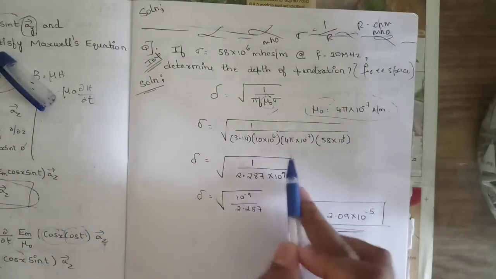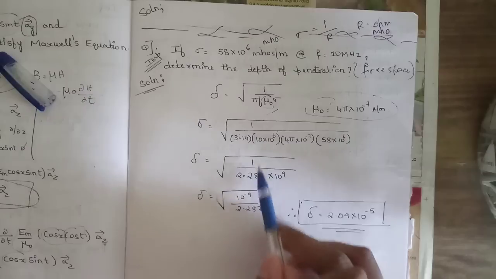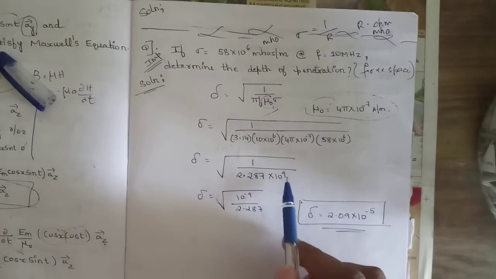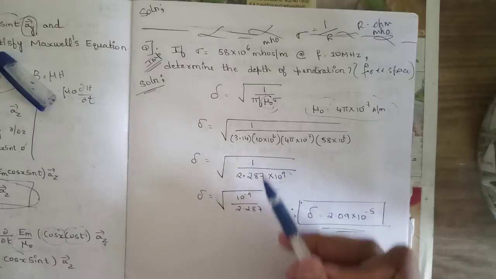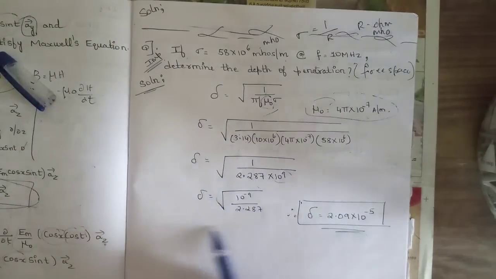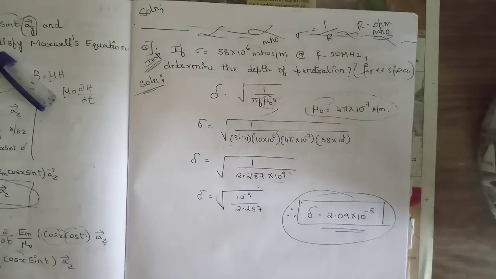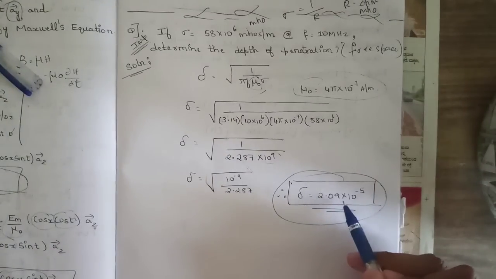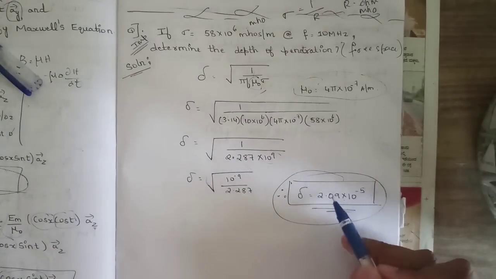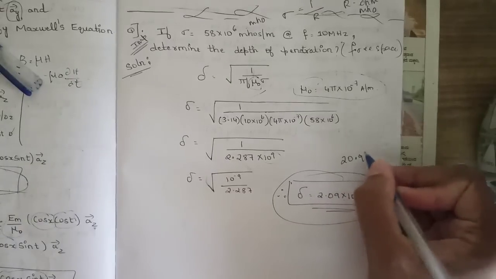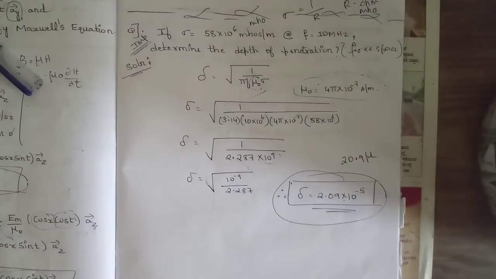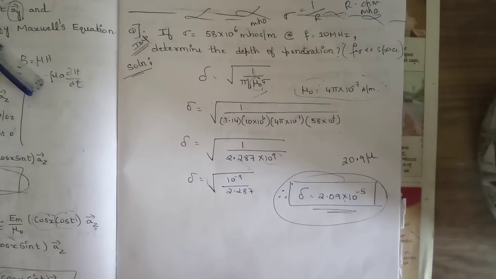If we simplify this in the calculator, we get delta equal to square root of 1 by 2.287 into 10 power 9. If you bring it to the numerator, it would be 10 power minus 9. Putting this in the calculator, the depth of penetration we obtained is 2.09 into 10 to the power minus 9, or simply we can write it as 20.9 micro. So this is the simple depth of penetration problem. You can note it down.